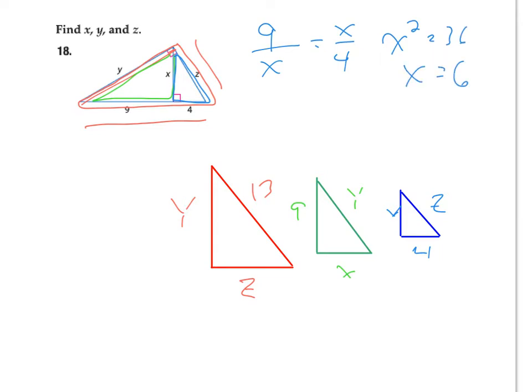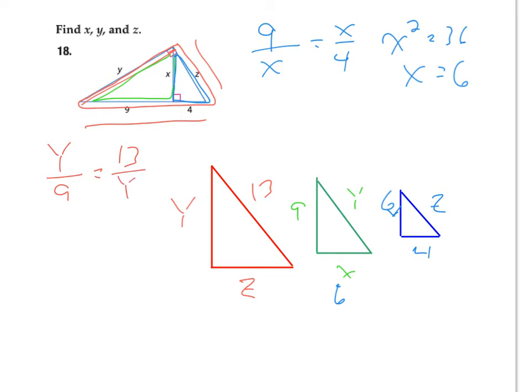Okay, to solve for y, once I know that x is 6, I'm actually just going to write those in. So x is 6 and 6. To solve for y now, looking around, I got y is to 9 as 13 is to y. So I'm going to write that over here in red. So y is to 9 as 13 is to y.